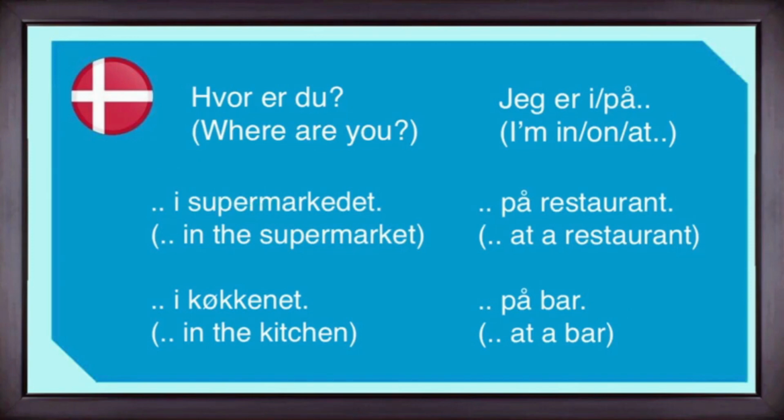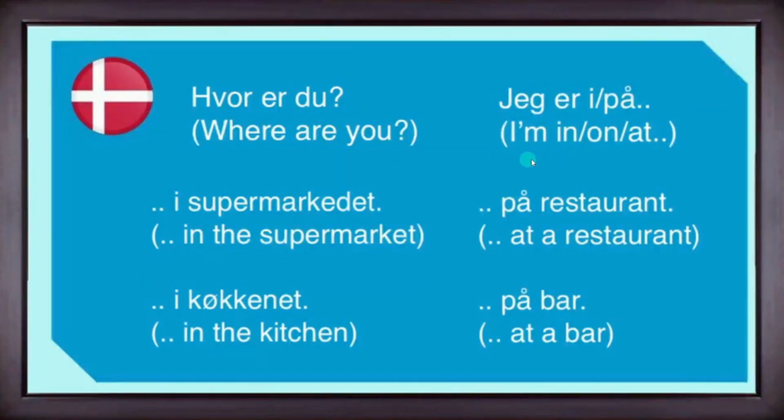Hvor er du? Where are you? Jeg er... på, I'm in, on, at. Maybe I'm doing you a disservice by putting the en på here, because it depends on what follows. But anyway, you gotta get some preposition here that fits with the next word.